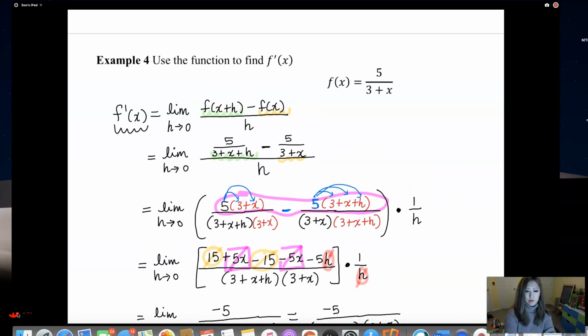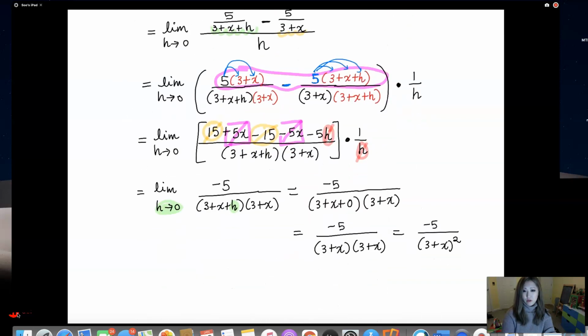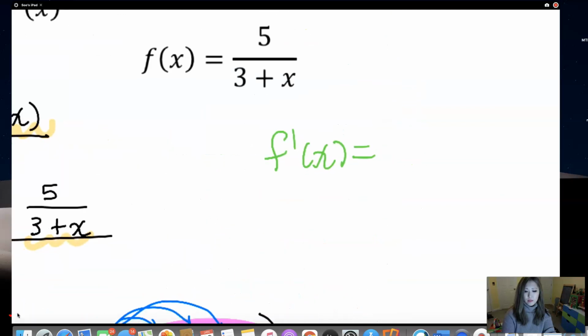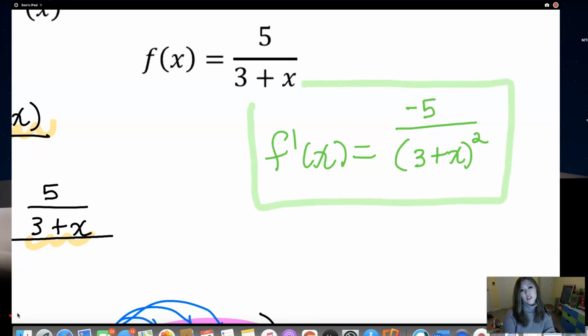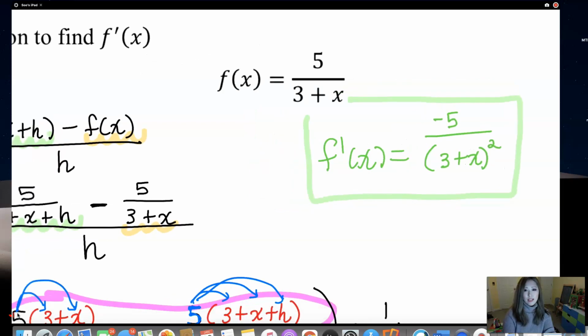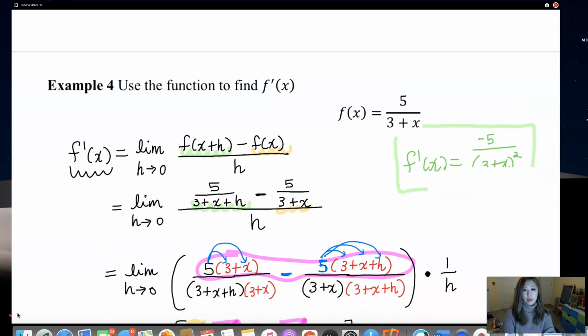I can go ahead and maybe just squeeze my answer up here. I can say that f prime of x equals, what was it? The numerator was negative 5 over, the denominator is 3 plus x squared. So we found the answer. This is it. They're not asking us to find the equation of a tangent line at any point, so that's where you get to stop.